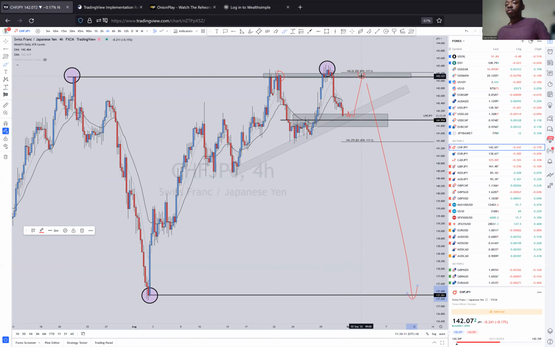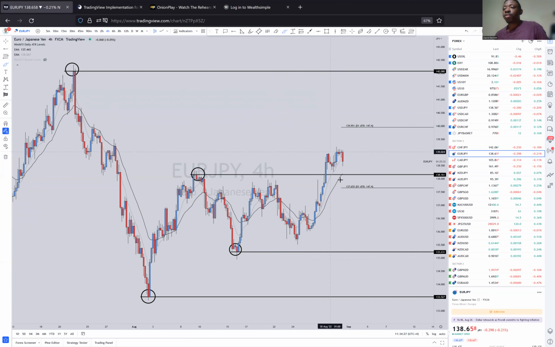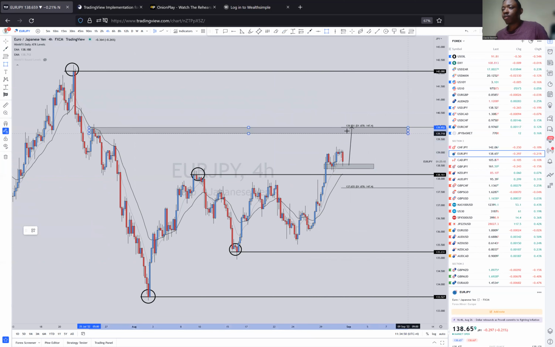Euro JPY, very similar sentiment here, but the structure looks different. So what I'll be looking out for on Euro JPY depends on how price reacts to this level here. But if the JPY basket drops like we are looking at, I'm expecting price to continue very strong bullish, at least up to this high here, high levels here. A break of that level, then we'll be targeting the upper zone here, because we are still very bullish here.